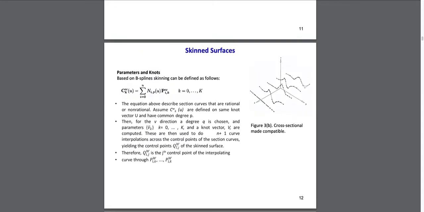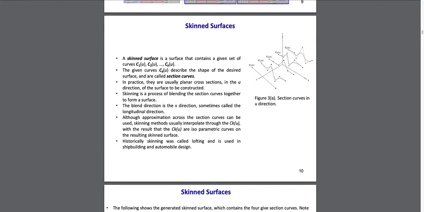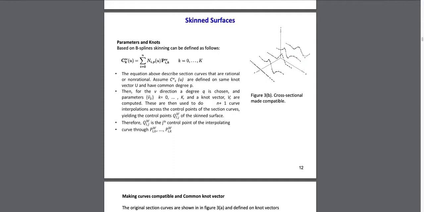Initially, this is the example we have seen in figure 3, where curve 0 is linear, with only 2 points, and the others are quadratic or cubic, and they have different sets of control points. But for us to interpolate, we have to bring them to a common knot vector. We have to define them on a common knot vector, and we may also have to raise the degree of some of these section curves so they are all uniform, and then we can do the interpolation.